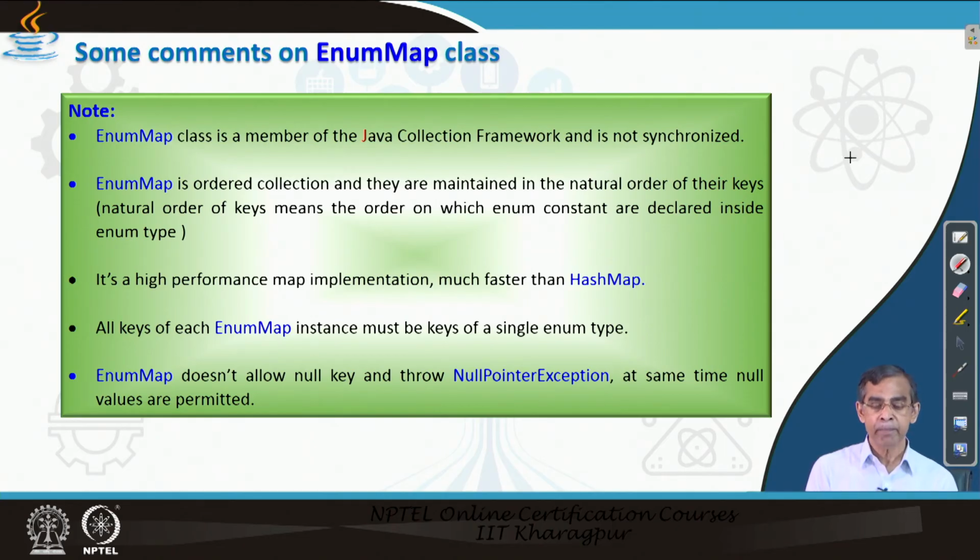All keys of each EnumMap instance must be keys of a single enum type. That is one important concept. All key values should be of enum type only. And EnumMap does not allow a null key to be added into the sets. If you add a null key, it throws an exception called NullPointerException. So you cannot create an entry using a null key. Even in other methods, null key values are not allowed, and they also throw NullPointerException errors. That means the key value should be non-null. This is true for all classes, including HashMap.